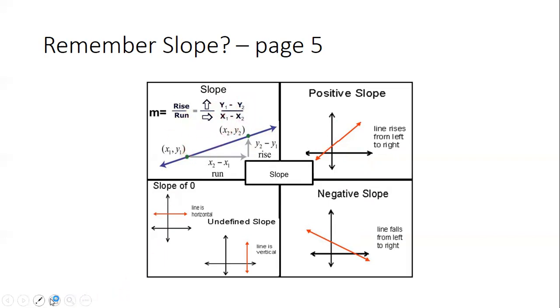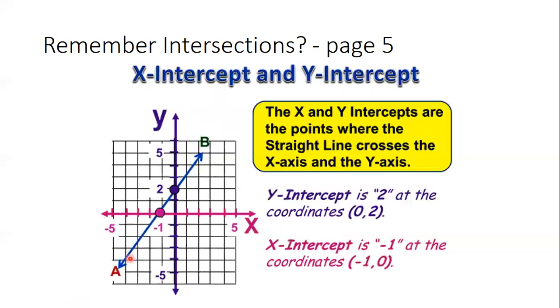Got it? Other thing we need to remember is X and Y intercept. Okay, so on page 5, where you're putting this quarter sheet, you're going to also make sure you write down the definition of X and Y intercept. So the X and Y intercepts are the points where the straight line crosses the X and Y axis. Okay. Yes, on page 5.